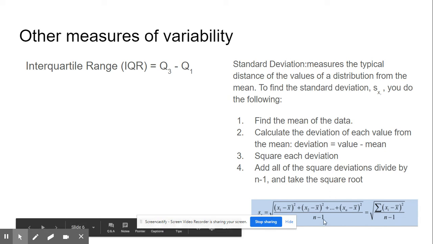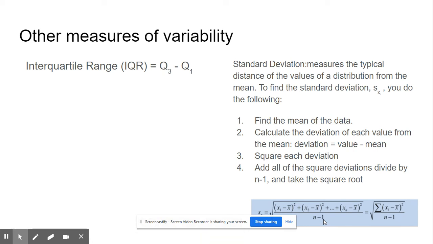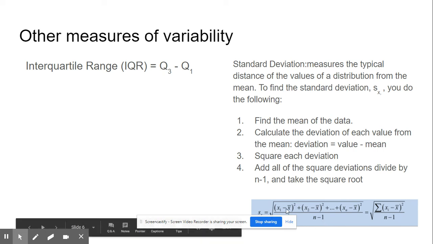Here is the formula for standard deviation written out, where you are squaring each of the deviations, adding all those up, dividing by n minus 1, and then taking the square root. Remember that sigma stands for sum of, which means that we are adding up all of these squares of deviations.